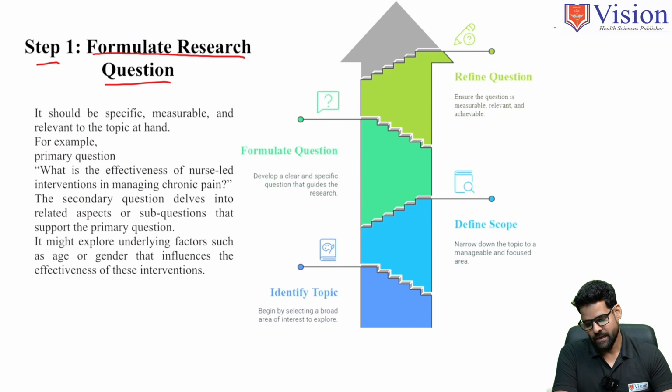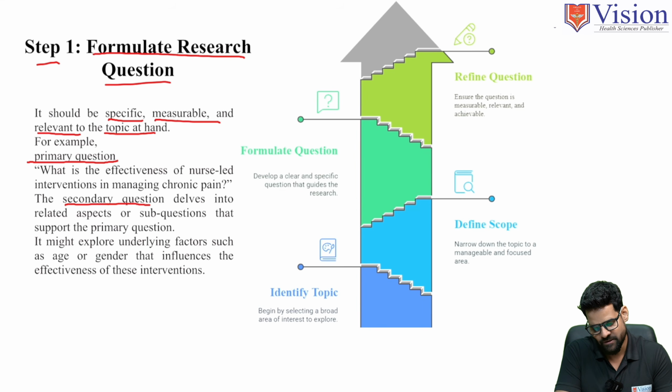That is very, very important here. It should be specific, measurable and relevant to the topic at hand. You have to make 2 types of questions, primary questions as well as secondary questions. Now what is a primary question? A primary question is something that directly reflects your research problem, like, what is the effectiveness of nurse-led intervention in managing chronic pain? Okay, that's the primary question.